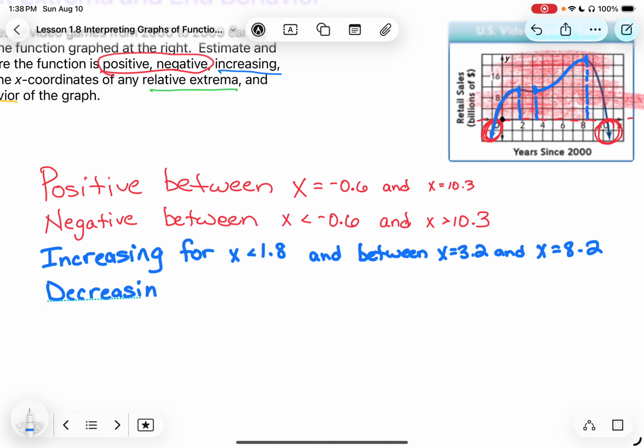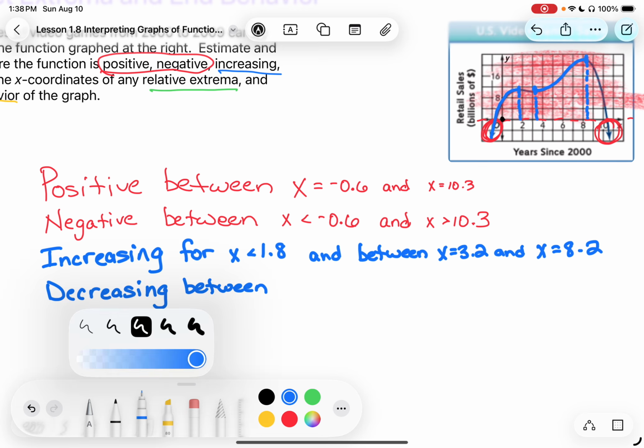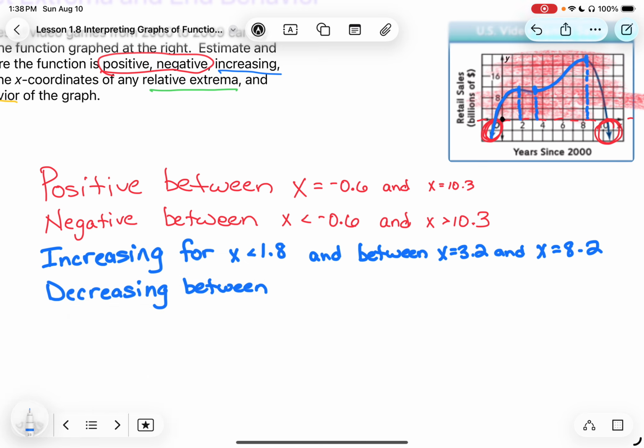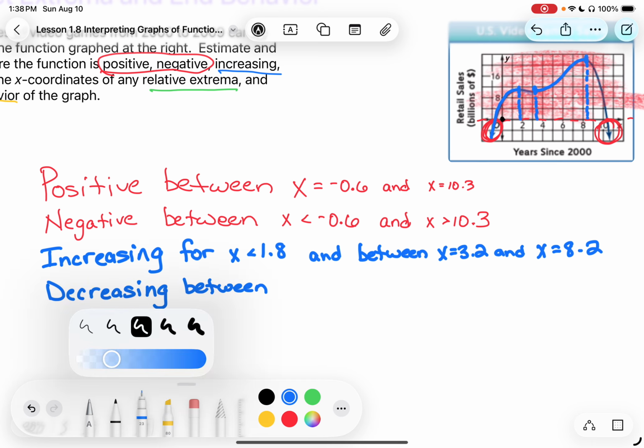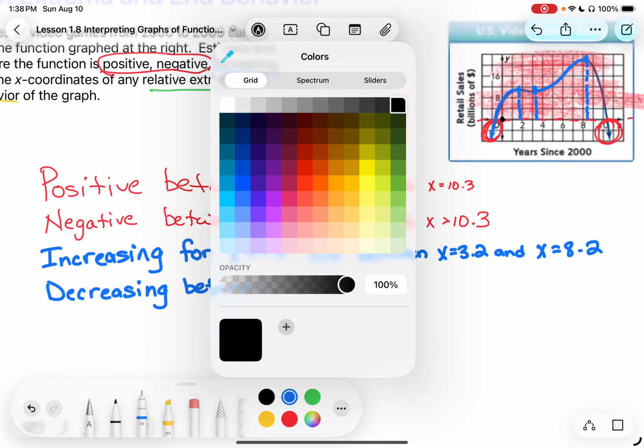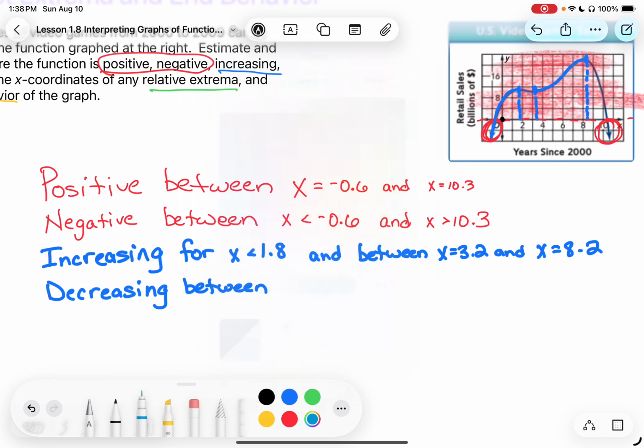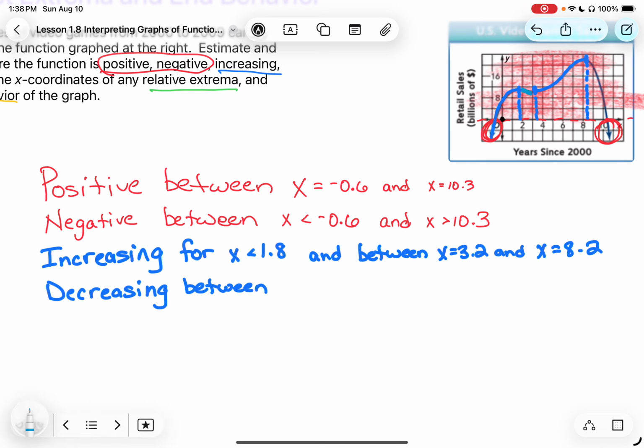There are no spots where it's flat. So we're going to say it's decreasing between, and let me change to a lighter blue here so maybe it's easier to see. It's decreasing, ooh, that might be too light. Let's go with a pretty looking blue. It's decreasing right here. So that's from 1.8 to 3.2 were the numbers we used.